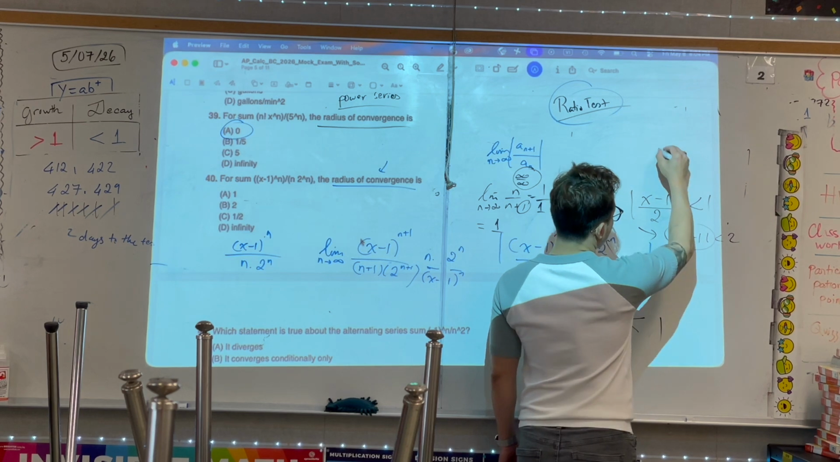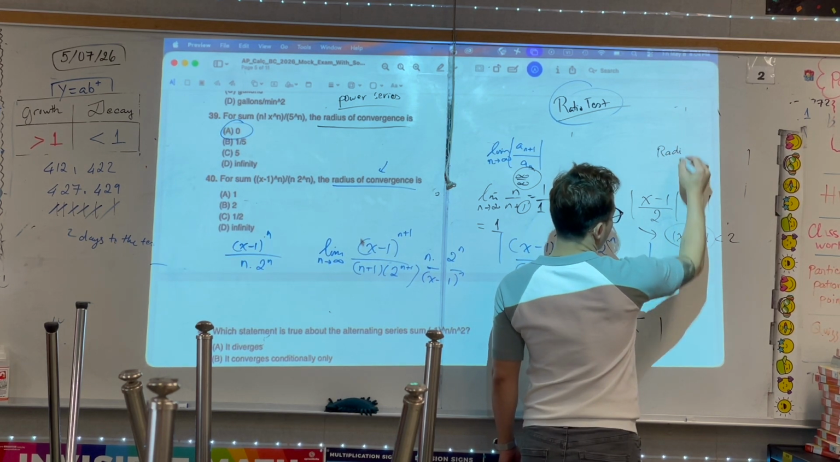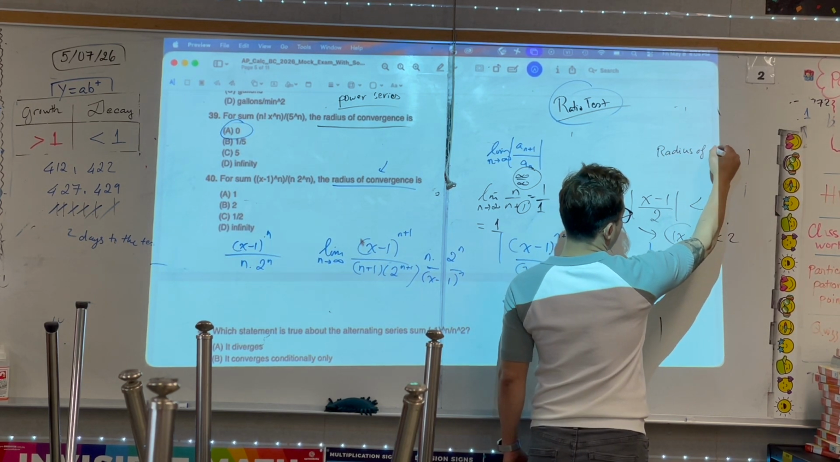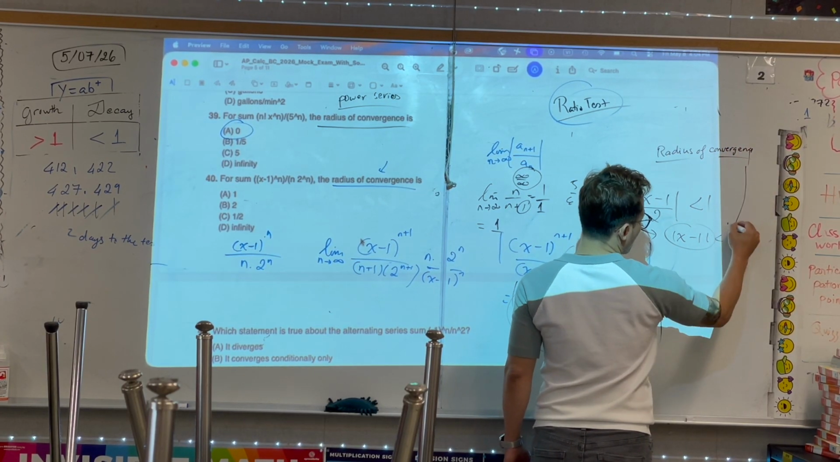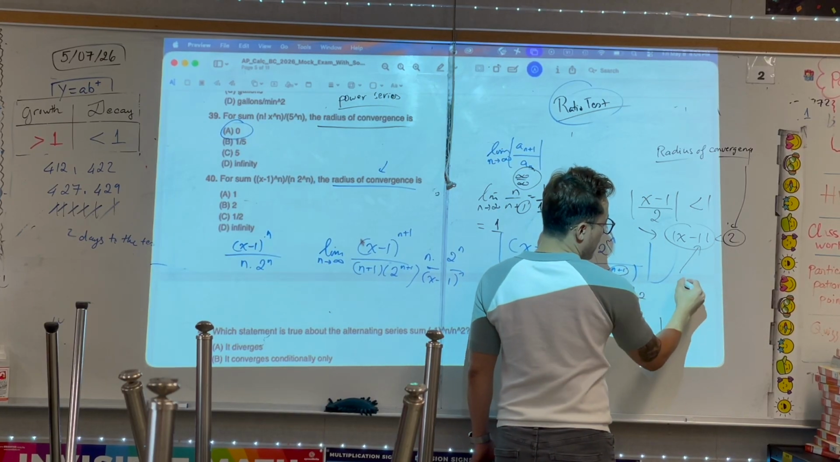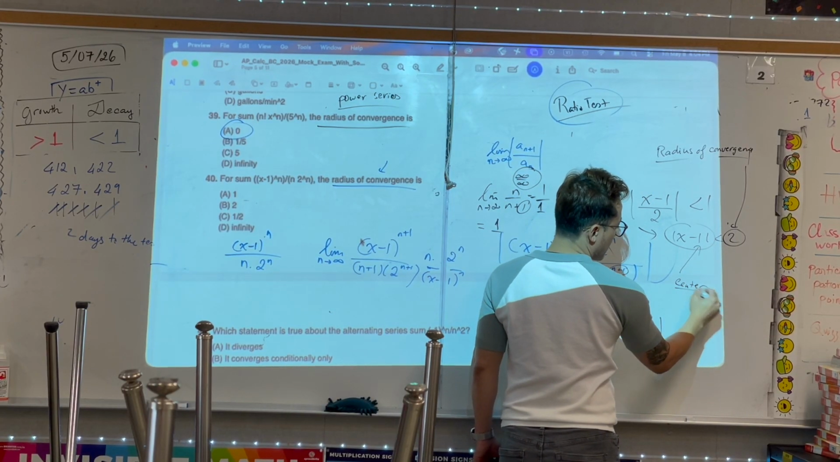So we're trying to find x. No, I'm wrong. 0.5, 2. The radius of convergence is 2. This guy right here is the center.